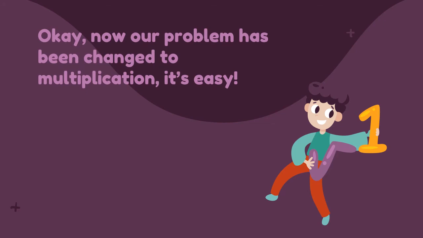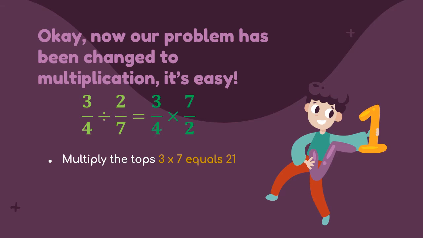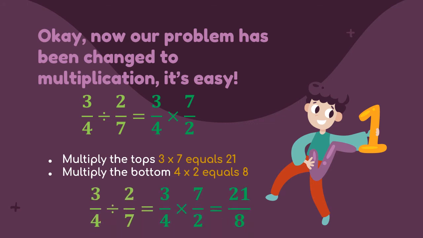Now that our problem has been changed to multiplication, it's easy. Just multiply the tops and multiply the bottoms. So we have 3 times 7 equals 21 and 4 times 2 is equal to 8. And we have the answer to the fraction division problem, which is 21 over 8. So that's pretty easy.